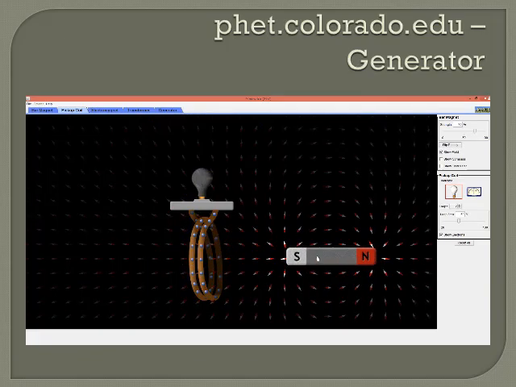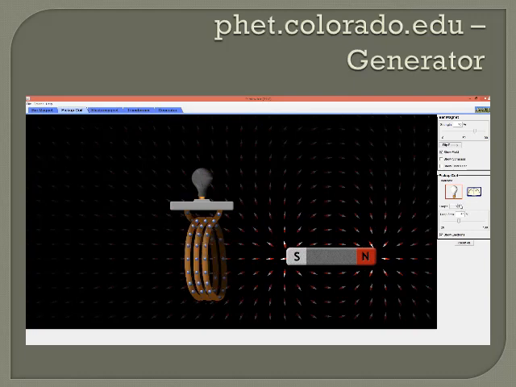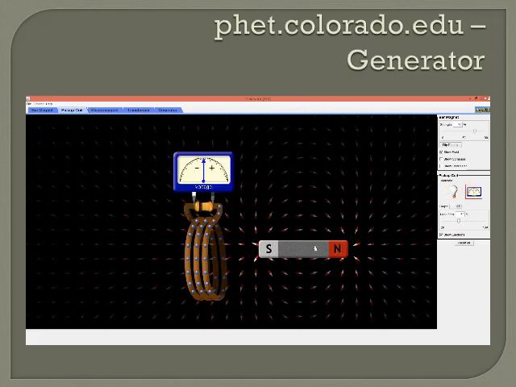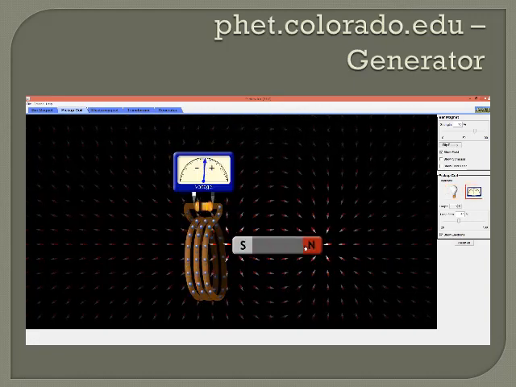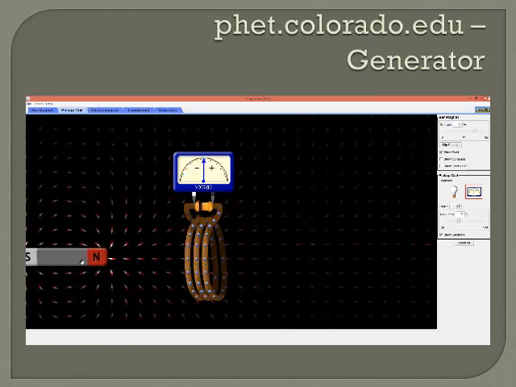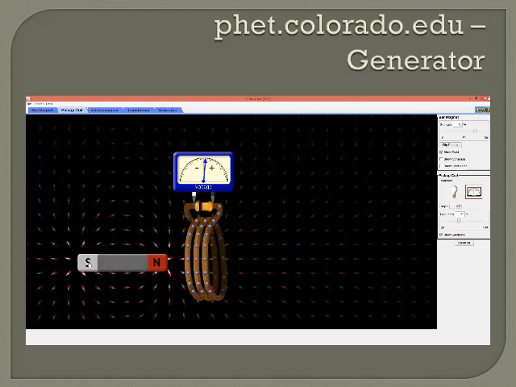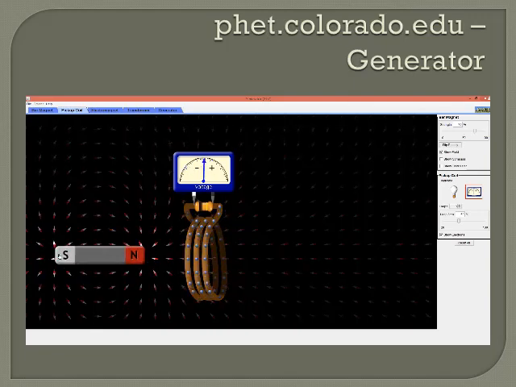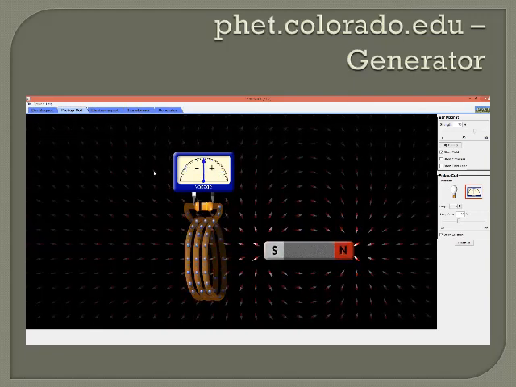But you can play around with this one. You can change the number of loops you're dealing with and see how that impacts the current generated. In fact, it might be easier to use the meter for this. And notice that when I increase the number of coils, that also changes the voltage that I can generate here. So anyway, like I said, you can access this using the phet.colorado.edu generator simulator.